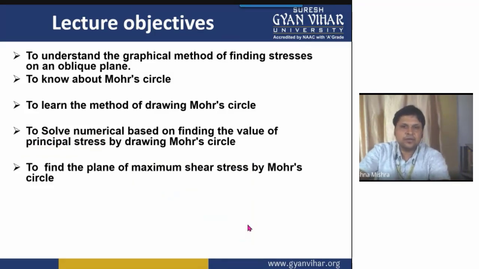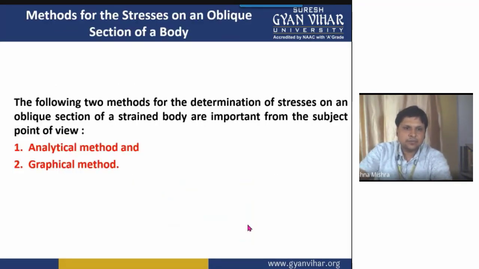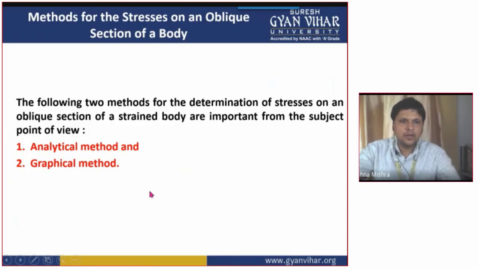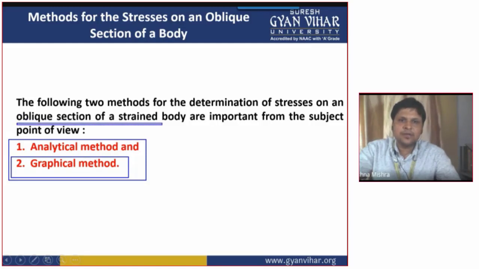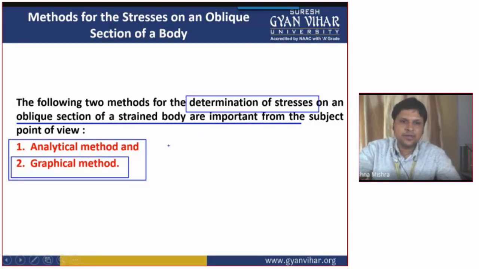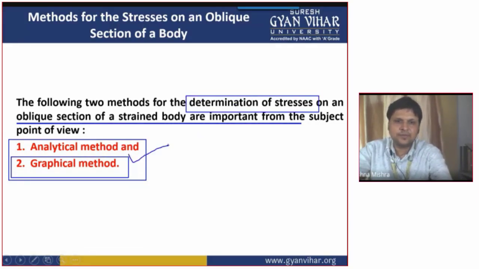Now we are going into the discussion part. As I have told you, students, there are two methods. One is the analytical method, already discussed, and the second is the graphical method that I am going to teach you today. These are the two methods of finding the stress on an oblique section of a strained body. So in this section, we are going to find the stress through the graphical method. Moving further.